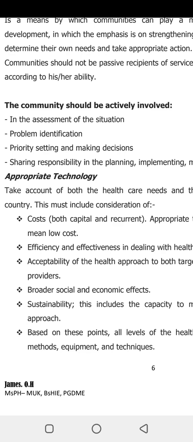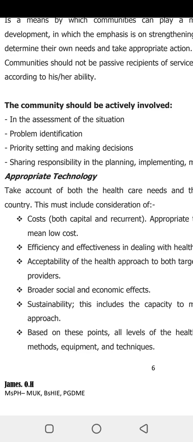Priority setting and making decisions. What projects are we giving the priority? Remember, before I told you that in projects, the best way of actually collecting data is what we call using the household method. Now here, I will come, maybe household A, household B. What could be the problem that is affecting you? What is the issue which is oppressing you here?